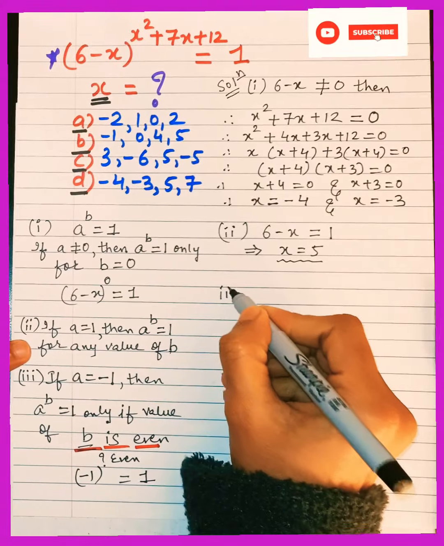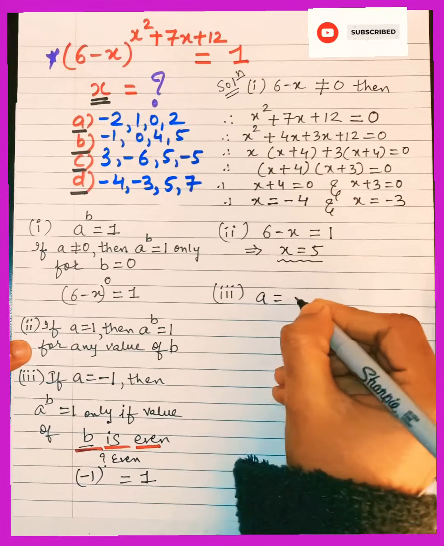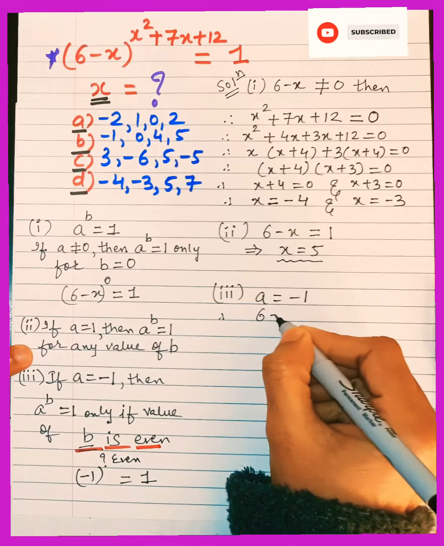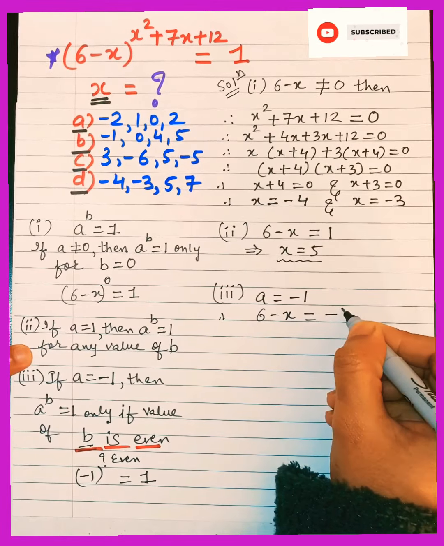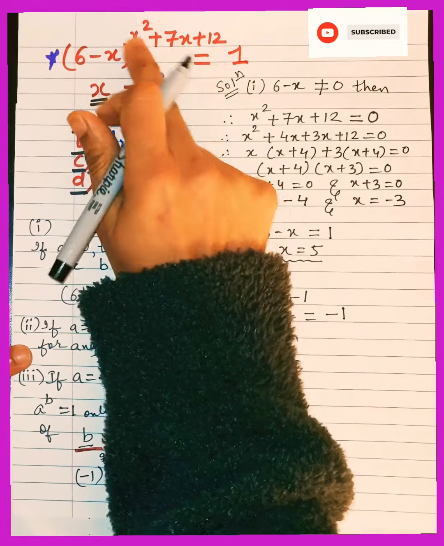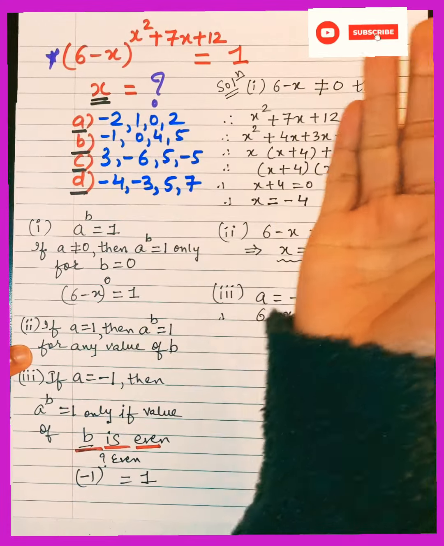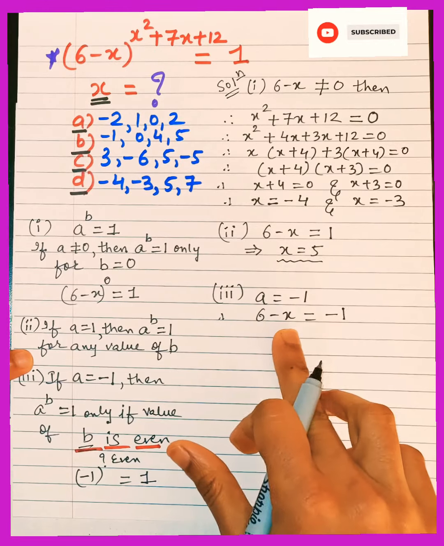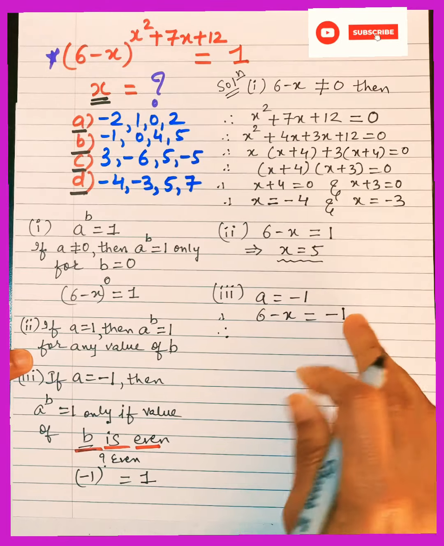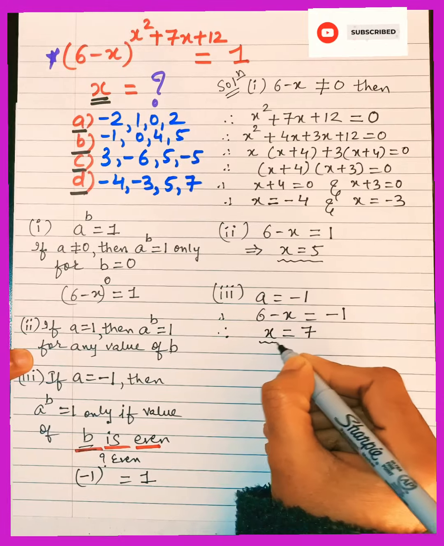According to the third condition, a is equal to minus 1. What is a? It is 6 minus x. So 6 minus x equals minus 1. Negative 1 raised to an even power gives 1. If it is an odd power, you will not get 1, you will get minus 1. So here we need to check. If you solve this equation, I shift the negative x there and negative 1 here, so I get x equal to 7.